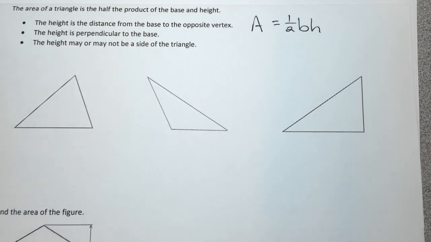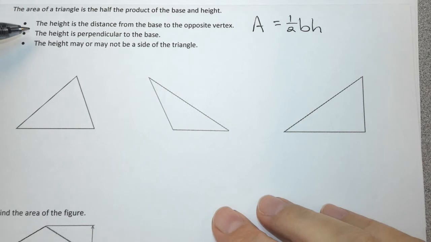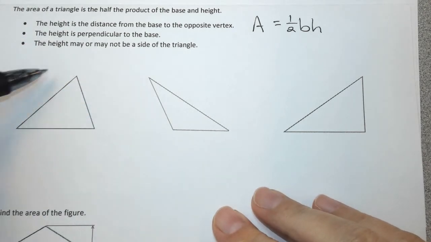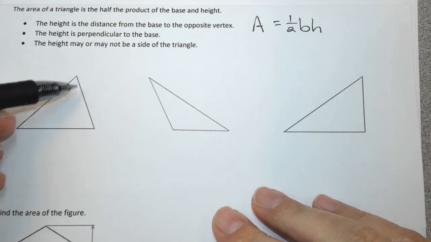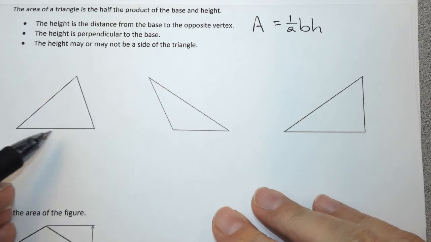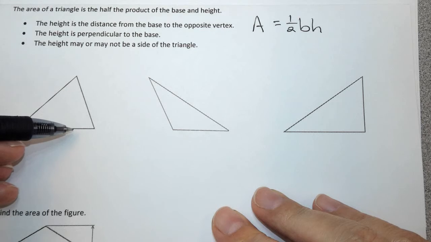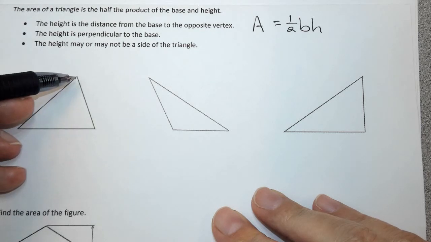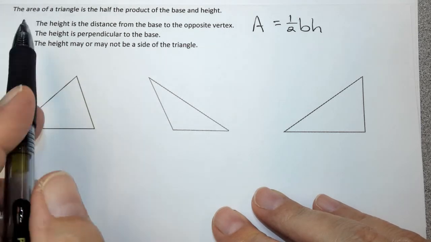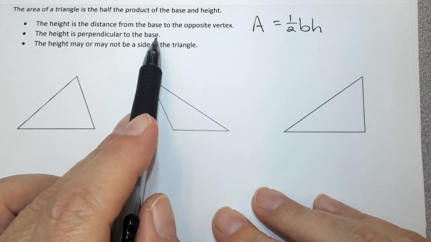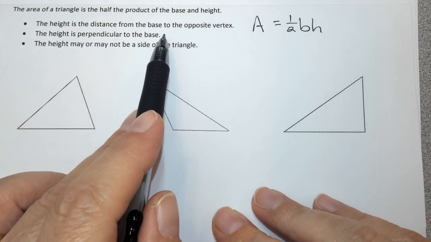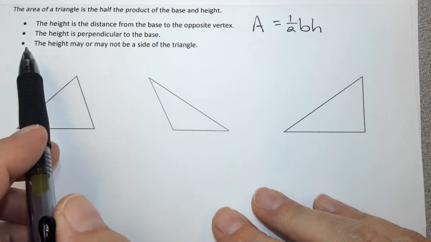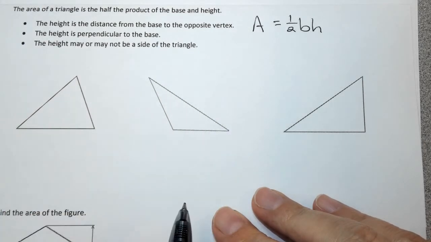Some reminders here. The height is the distance from the base to the opposite vertex. So in this first picture of the triangle, if I want to know the height from the bottom to the top of the triangle, then I'm going to go from the base of the triangle up to the opposite vertex, the opposite corner. It's perpendicular to the base, the height is, always. B's and H's always make right angles. And the height may or may not be a side of the triangle. Most of the time it isn't.